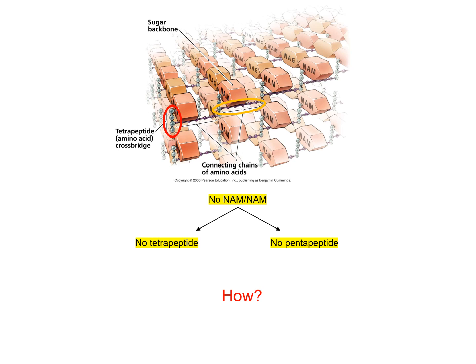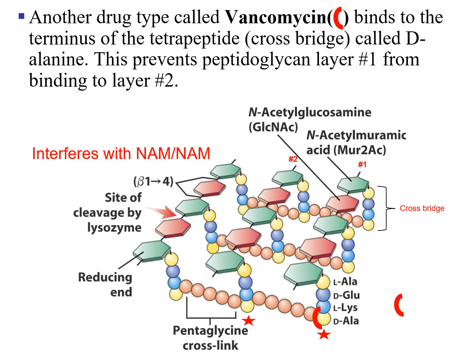And no NAM-NAM means you can stop it by altering or inhibiting the red circle, that is the tetrapeptide, or by inhibiting where the yellow circle is, which is the pentapeptide. So either way, the layer will not be able to attach. So let's move to another category of drugs. So another group is called vancomycin.